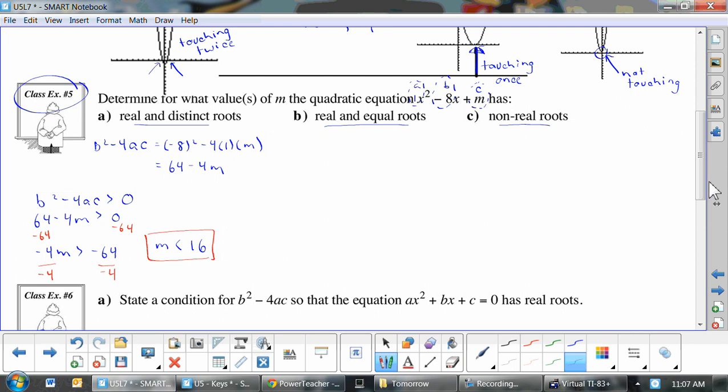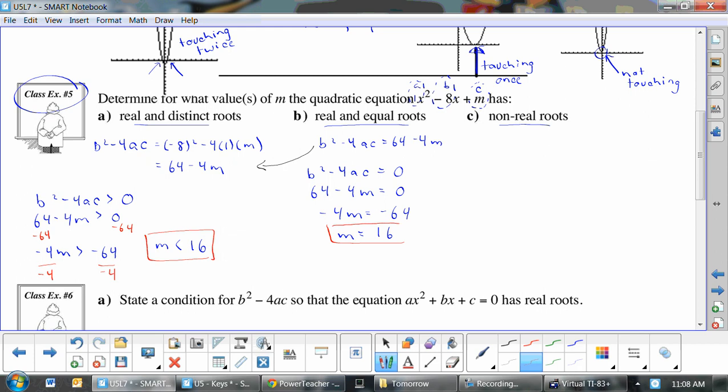So for this one, real and equal roots, we already know b squared minus 4ac is equal to 64 minus 4m, from this here. And then we set it up the same way. Okay, b squared minus 4ac. For real roots that are equal, or only one root, we need it equal to 0. So we follow the same process. We subtract 64 from both sides, get negative 64, and we get m is equal to 16. So even if you're not given an equation with normal coefficients, you can figure out when it would have the different types of roots.